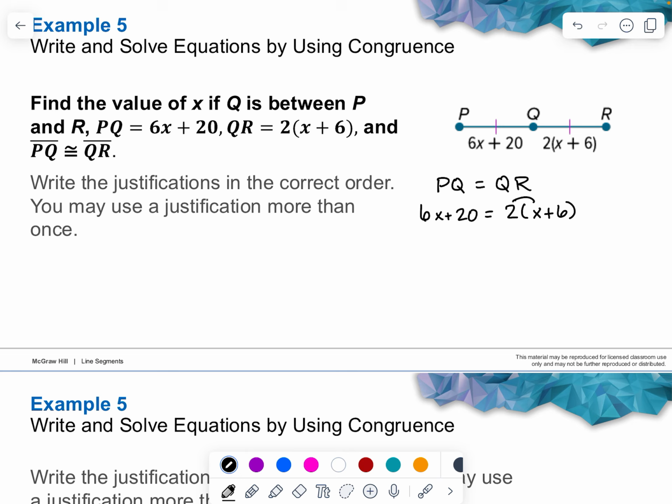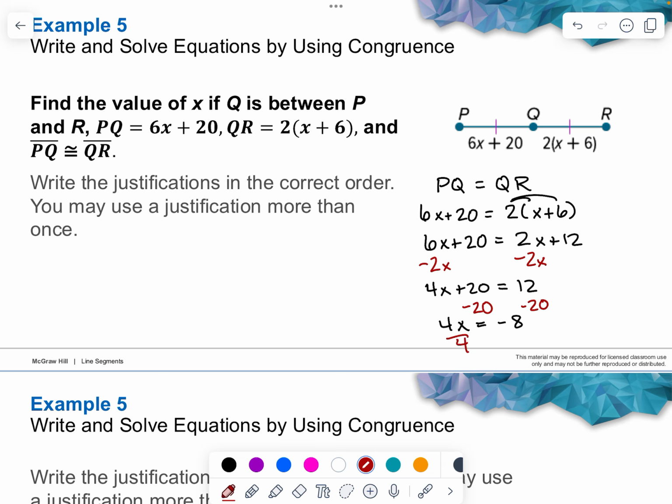And you've got a few different ways that you can do that. You can distribute your 2. Lots of people love doing that. You could also divide both sides by 2. That's up to you. Since most people love distributing 2's, we're going to do that. 6x plus 20 equals 2x plus 12. And then I'm going to grab my red, and I'm going to subtract my 2x from both sides and end up with 4x plus 20 equals 12. And then I'm going to subtract my 20 from both sides and end up with 4x equals negative 8.